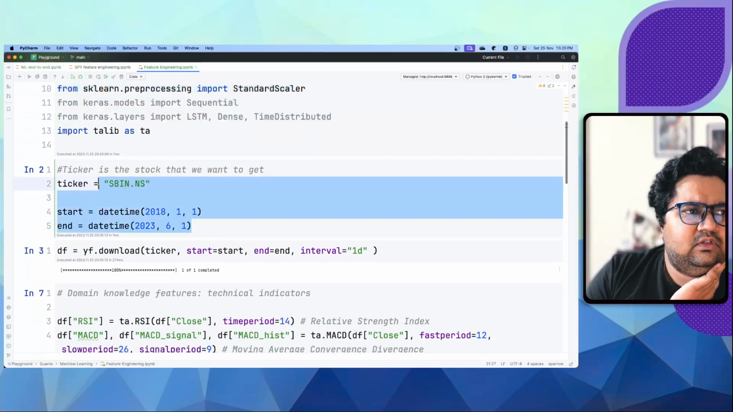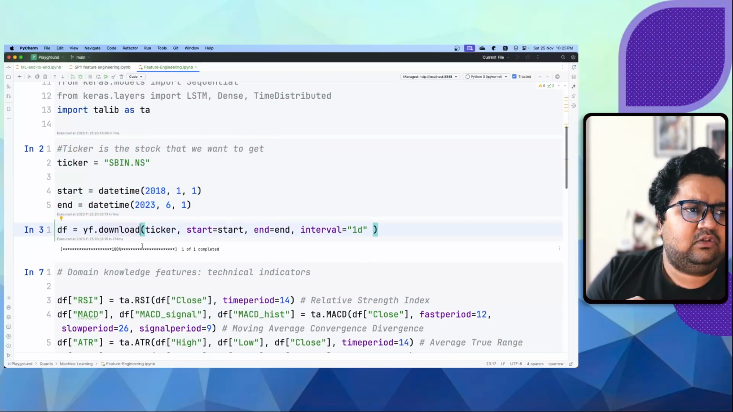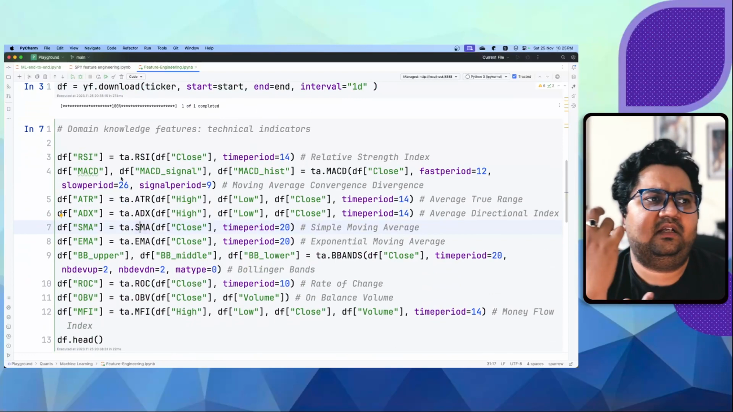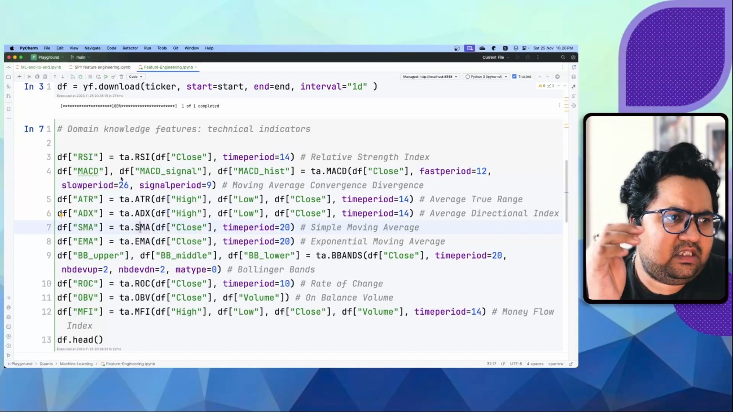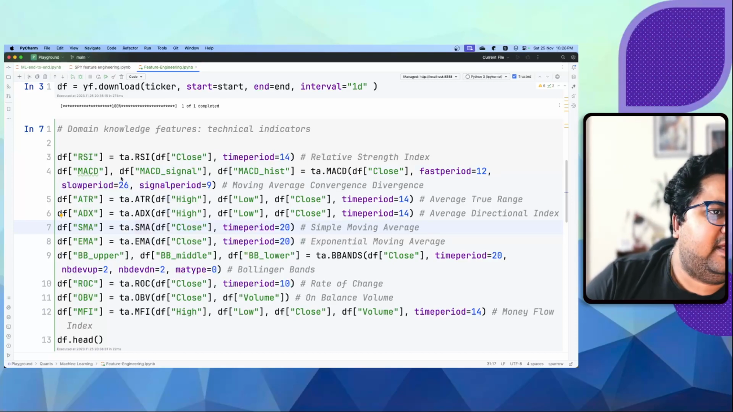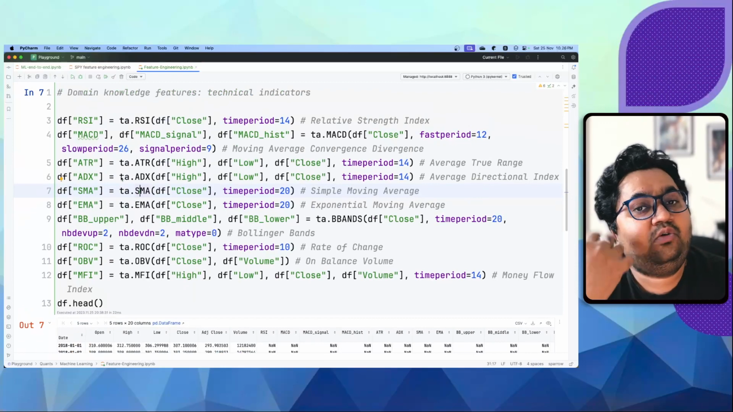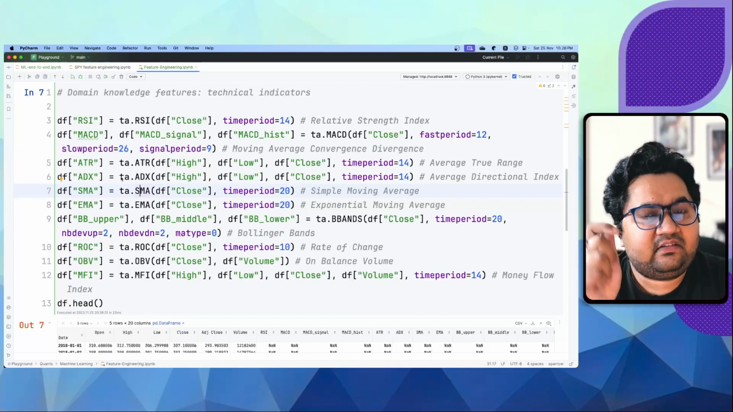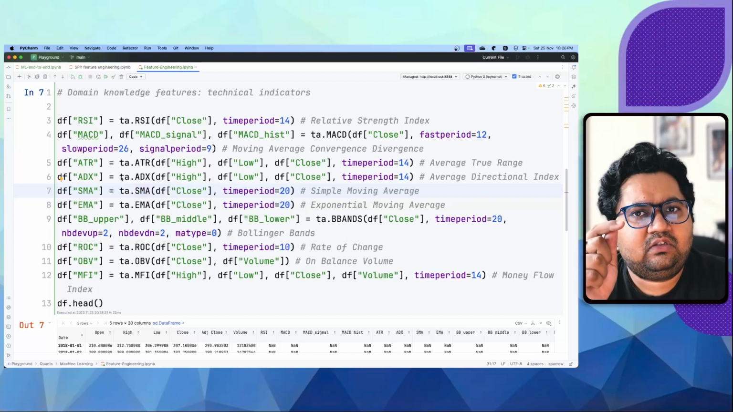The second part is getting the data, which is the same as always. I always use a state bank for any sort of analysis. And then what I have is domain knowledge based features, which are technical indicators. Now you have RSI, MACD, ATR, ADX, SMA, EMA, Bollinger Bands, ROC, on balance volume and money flow index, etc. These are some examples. Again, there could be more depending on what you have discovered. For example, there's certain indexes like strength indexes as to how fast it is catching up to a certain level or threshold within a single day.